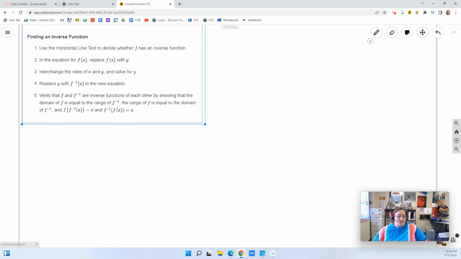So you're going to use the horizontal line test to see if it even has an inverse function, but you probably aren't going to do that. You're probably just going to start with step 2.